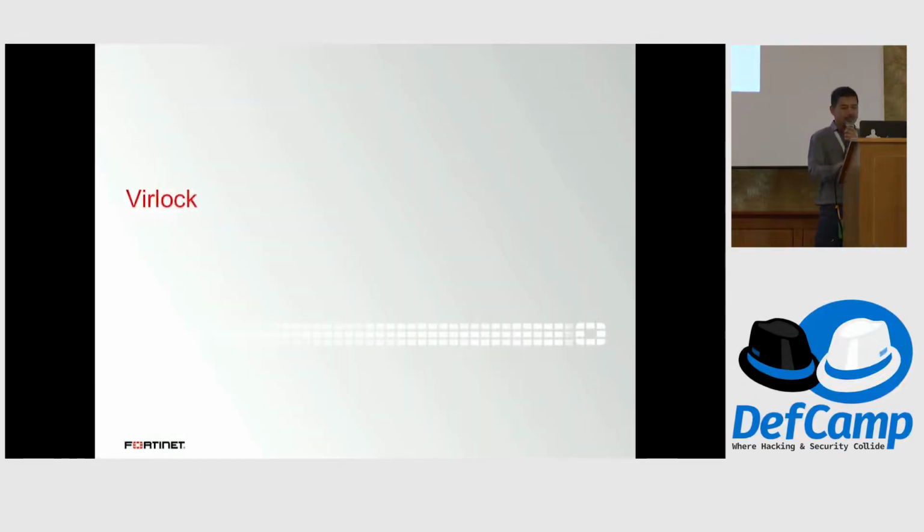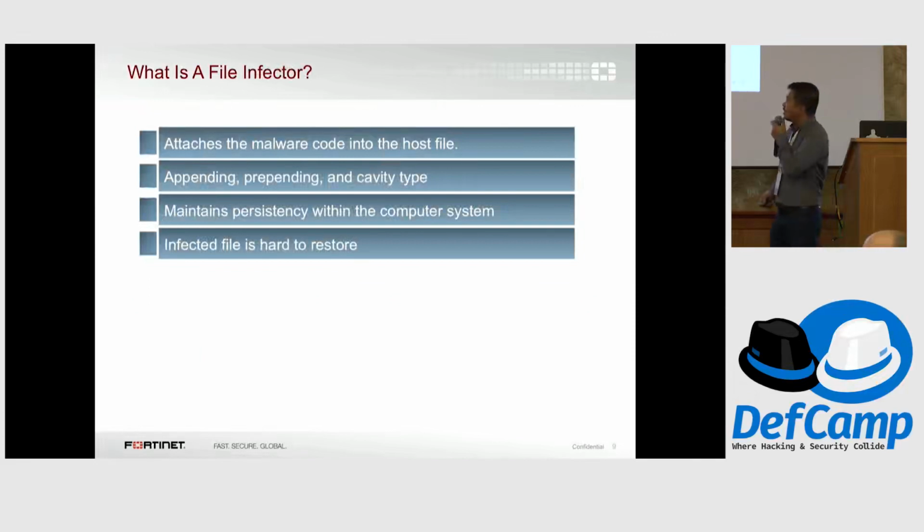Okay, let's talk about the basics of a file infector. A file infector attaches the malware code into the host file. There are different kinds: appending, prepending, cavity. It maintains persistence by infecting the files. Normally it is hard to restore because if you don't restore it properly, it will not work. For example, if your calculator.exe is infected and you were not able to restore it, it will not compute for you. Probably 1 plus 1 will become 3, something like that.